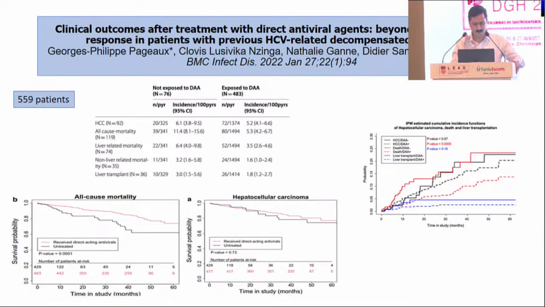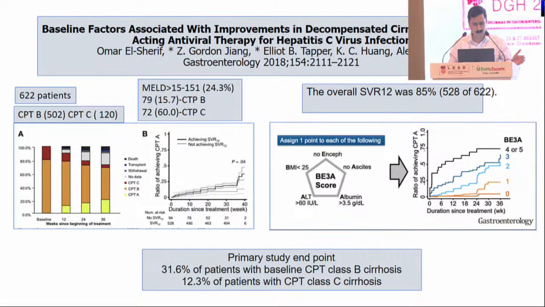Now this is the data from France, 600 patients, and they have shown that HCC, all-cause mortality, liver-related mortality, even non-liver related mortality comes down if you treat these patients with DAAs. And just look at this figure. HCC in patients who are not given DAA is maximum as compared to patients who are given DAA, and same is for survival and same is for transplant. So patients who are not treated will go more towards transplant rather than those who are treated. So a very interesting paper.